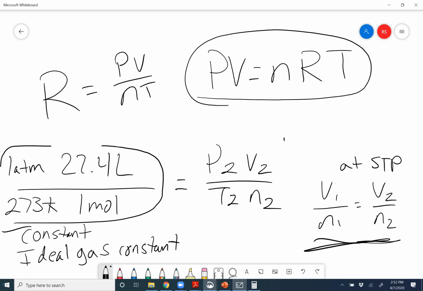You have that balloon there. You want to know how much gas is in that balloon? Measure its pressure, measure its volume, measure its temperature. Boom, you can find the amount.